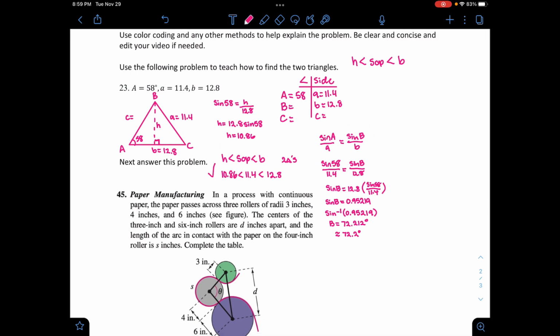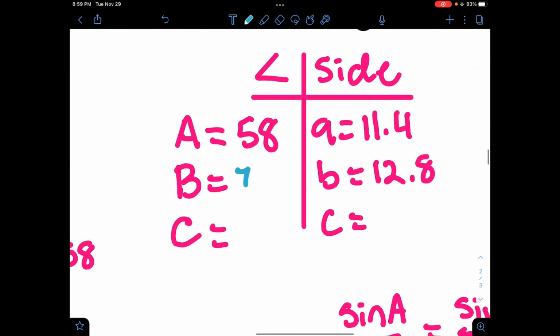So now that we have that, I like to fill it in a different color, just so I don't get confused and I know what I found and I know how to go back to check my work. So you'll put in right here 72.2 degrees.